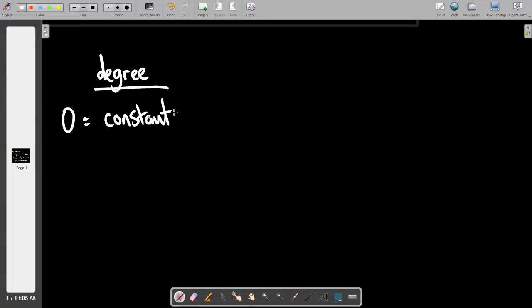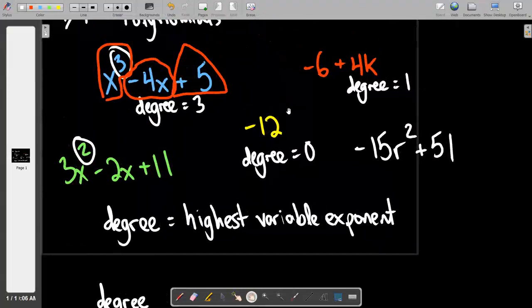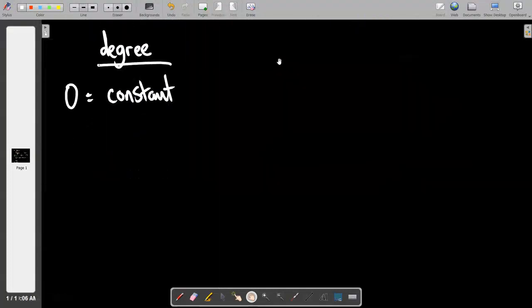That should make sense already, because if I scroll back up to the yellow one, the one polynomial on the board that had a degree of 0 was this yellow one. Do you see why we would call that a constant? What does it mean for something to be constant? It never changes. And if there's no variable in it, it never has a chance to change what it is. Negative 12 is just negative 12. It constantly is negative 12. Hence the term constant. So if there are no variables, the degree is 0, and we say that the polynomial is a constant.